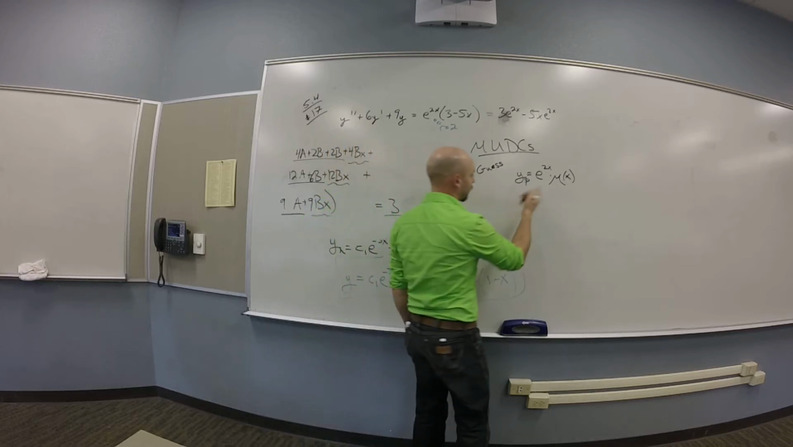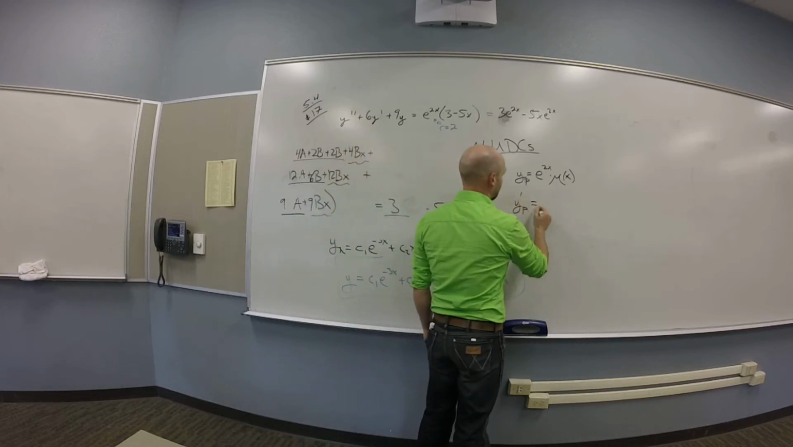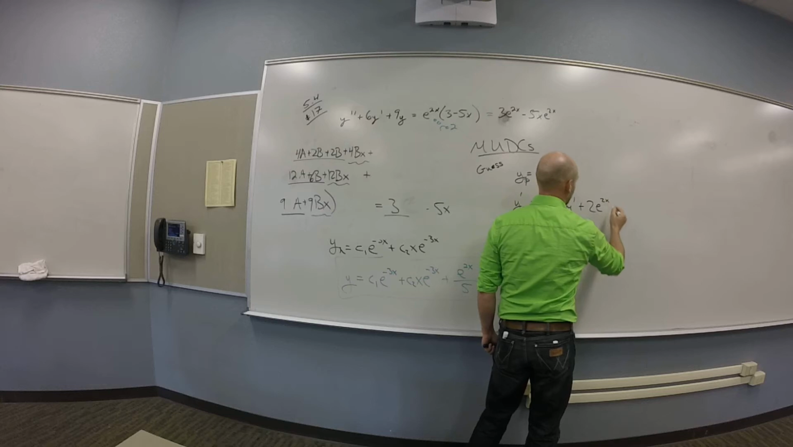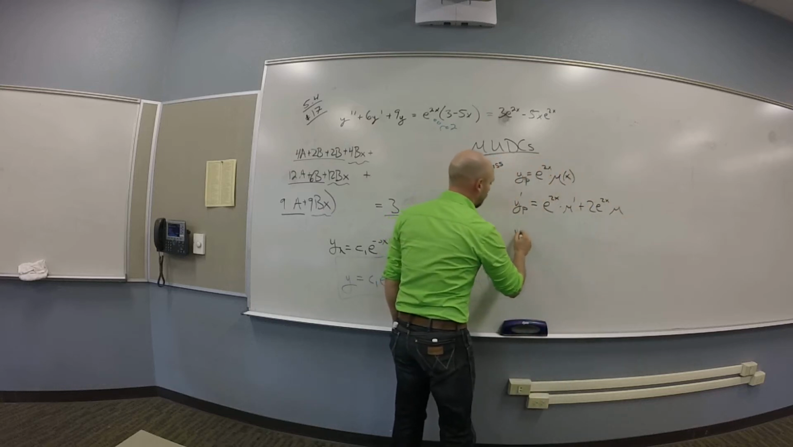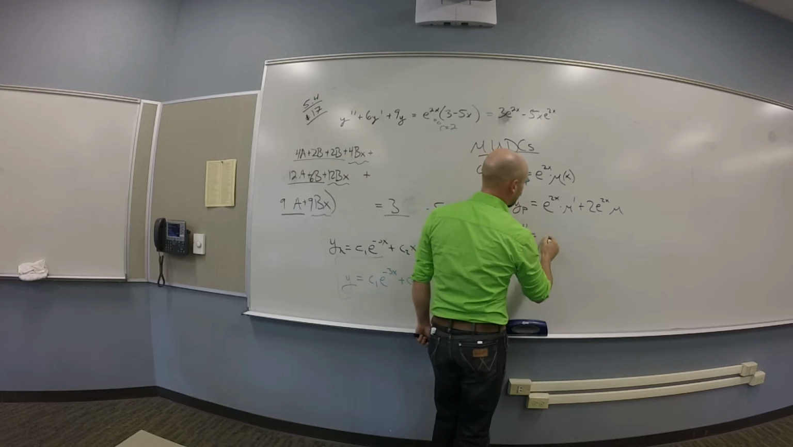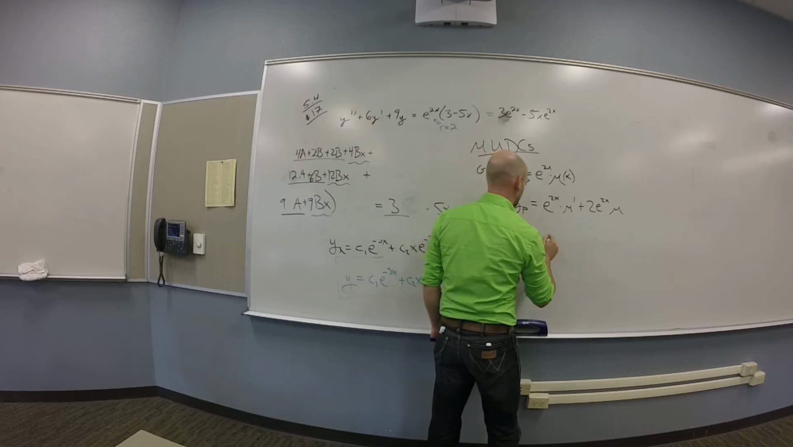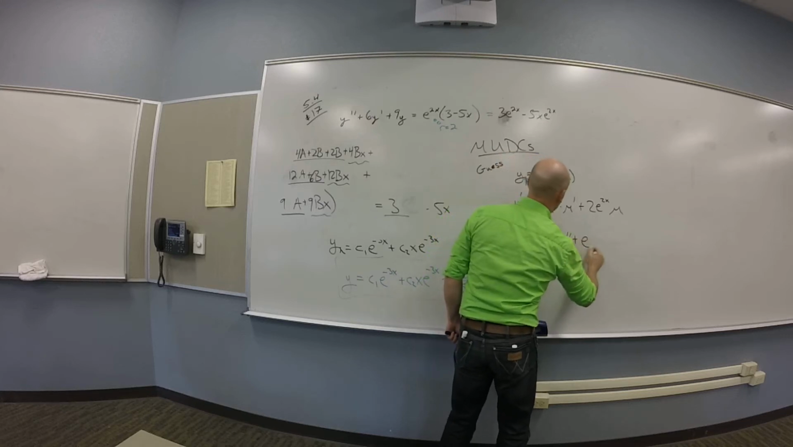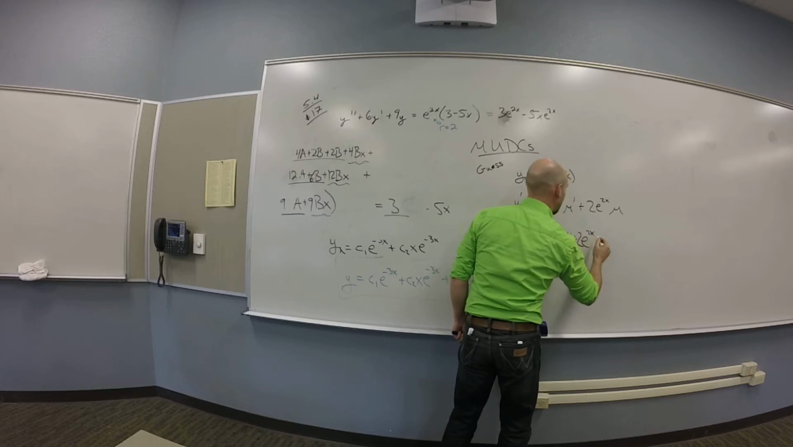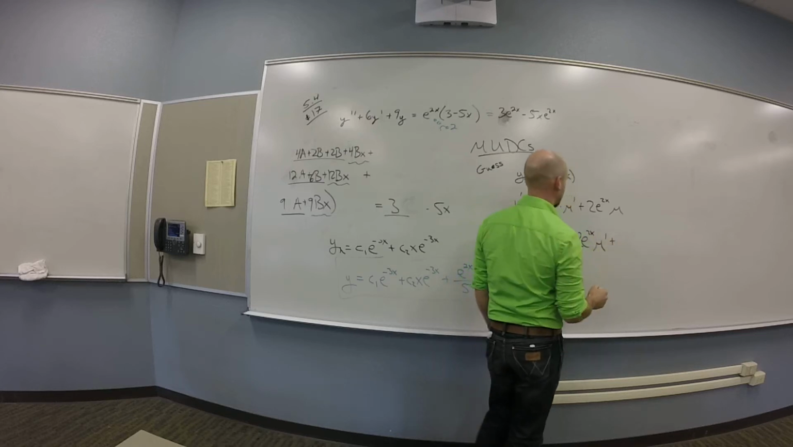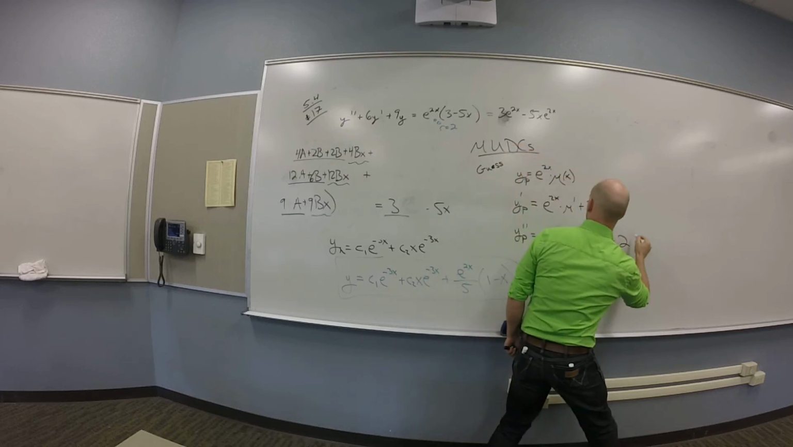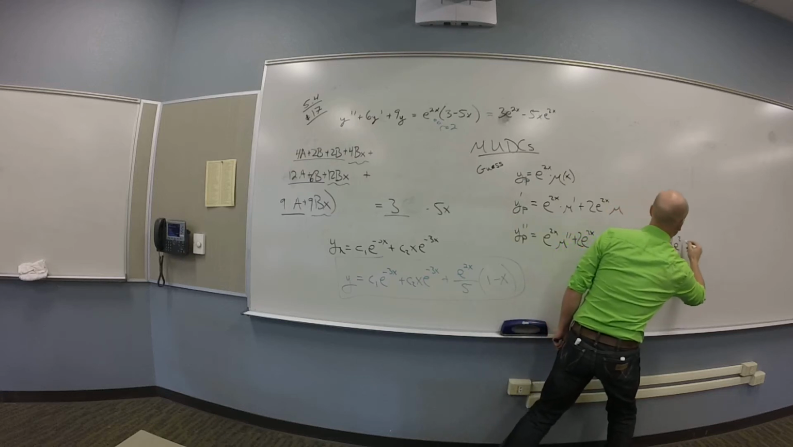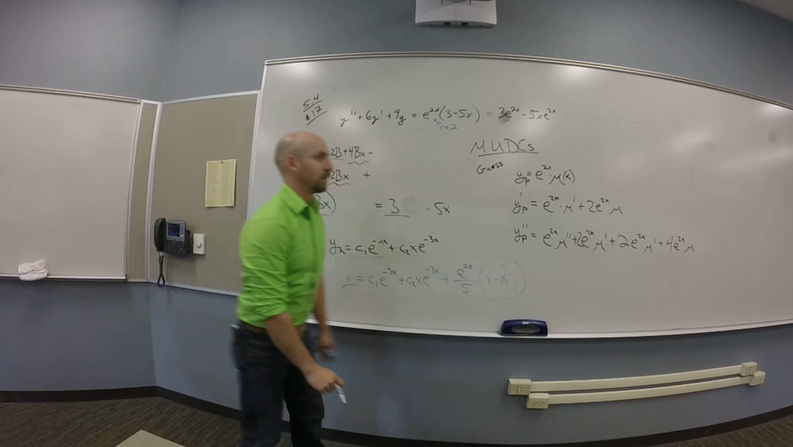Right? And then, okay, so yp prime is e to the 2x times mu prime plus 2 e to the 2x mu. And then yp double prime is, well, whatever you get out of this: e to the 2x mu double prime plus 2 e to the 2x mu prime plus, I did that one already, so that would be twice e to the 2x mu prime plus 4 e to the 2x mu, I think.